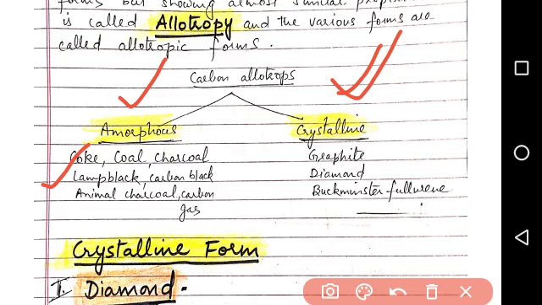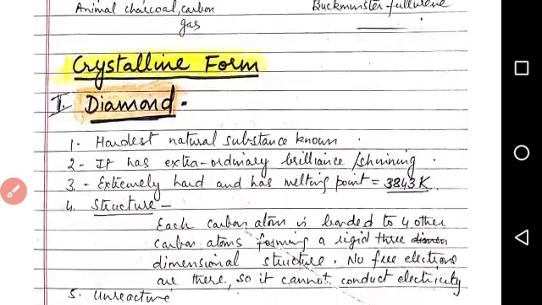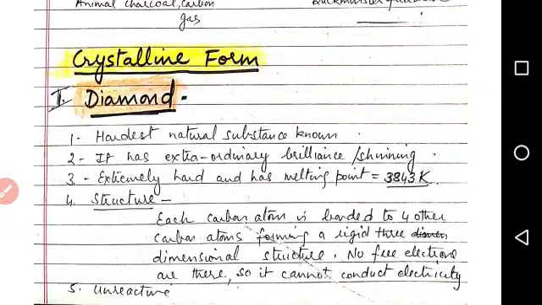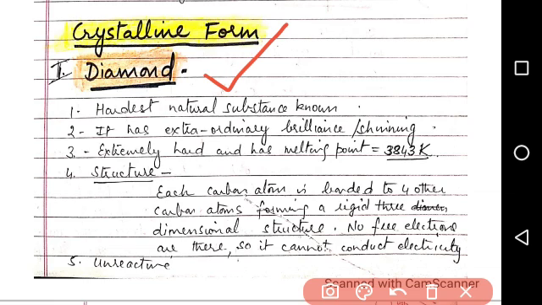Now crystalline forms have a special crystalline structure. Examples are graphite, diamond, Buckminsterfullerene, etc. So let us today study about various crystalline forms of carbon. The first crystalline form and a very important form of carbon is diamond. You all know about diamond.